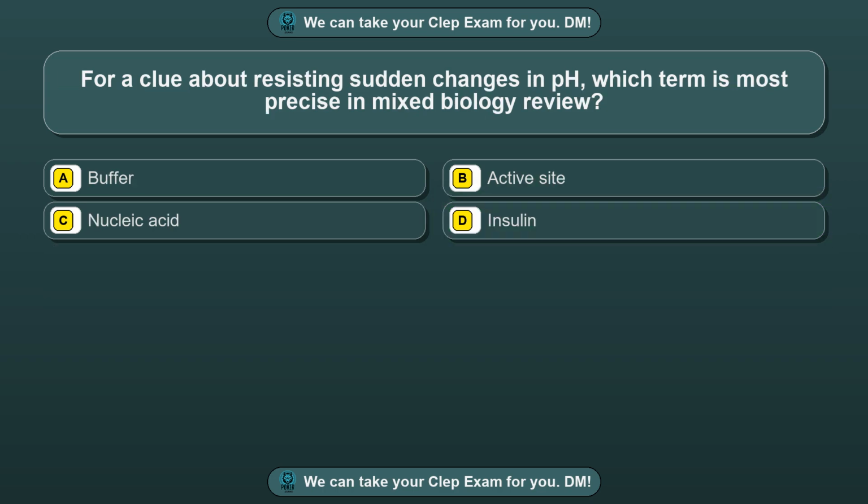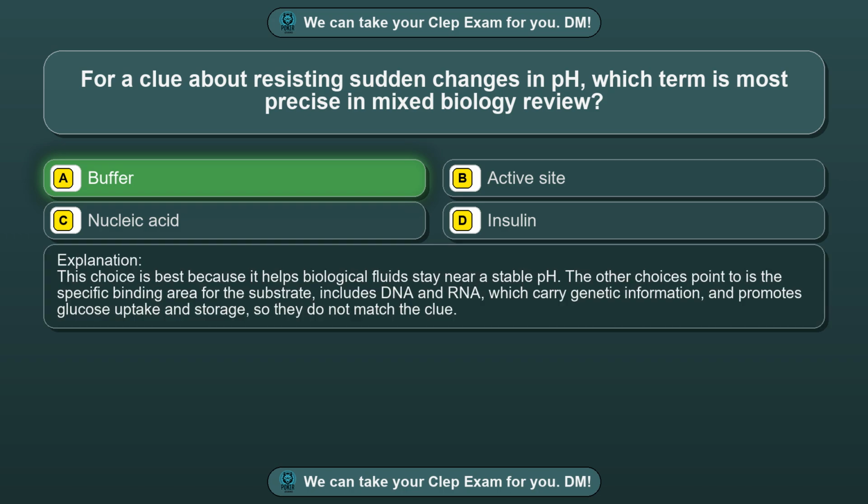Question 80. For a clue about resisting sudden changes in pH, which term is most precise in mixed biology review? Option A, buffer. Option B, active site. Option C, nucleic acid. Option D, insulin. The correct answer is option A, buffer. This choice is best because it helps biological fluids stay near a stable pH. The other choices point to is the specific binding area for the substrate, includes DNA and RNA, which carry genetic information, and promotes glucose uptake and storage, so they do not match the clue.